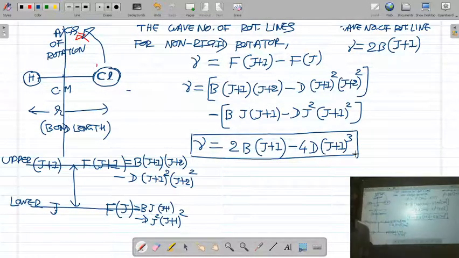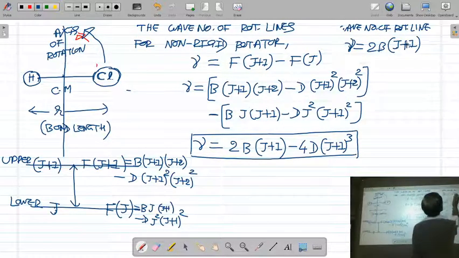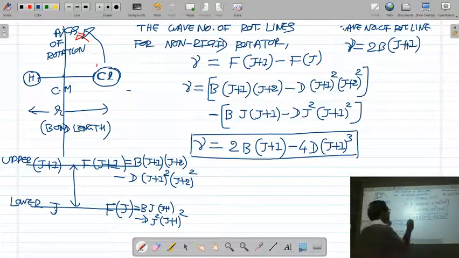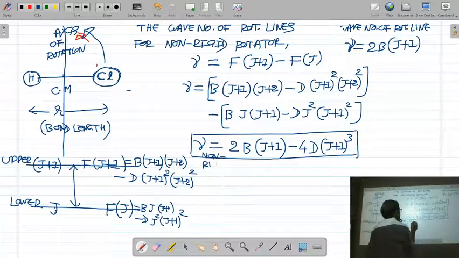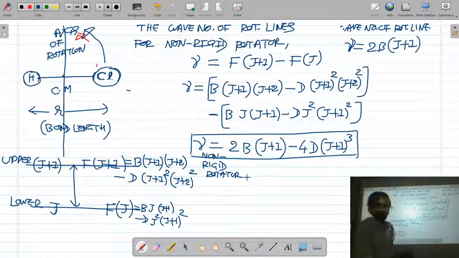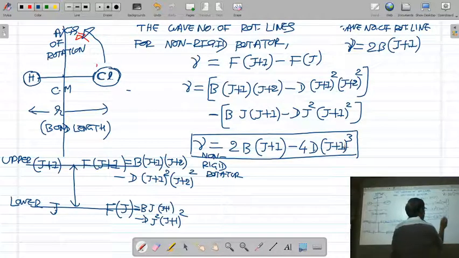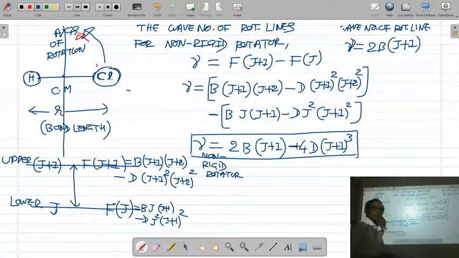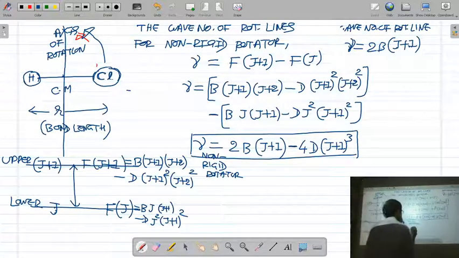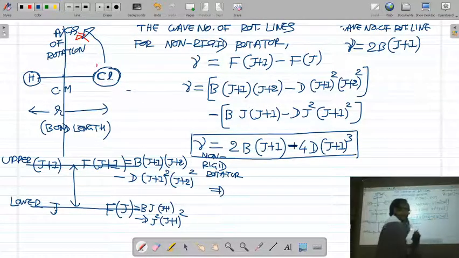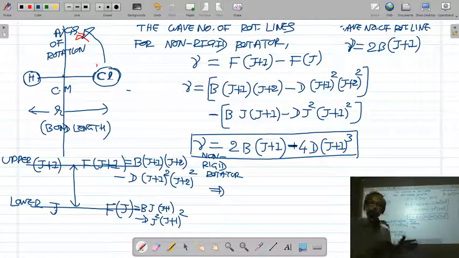Please remember, the wave number of the rotational line for a rigid rotator is 2B(J+1), and the wave number for the rotational line of a non-rigid rotator is, the first term is the same, 2B(J+1), and one extra term is there, minus 4D(J+1)³. This minus term shows that as the quantum number J increases, the spacing between rotational lines decreases. What is the meaning of this minus term? It shows that the spacing between rotational lines decreases as the quantum number J increases. So finally we write the result.